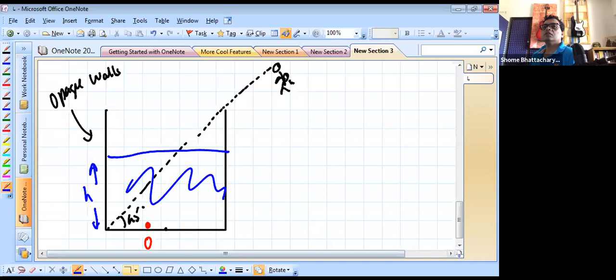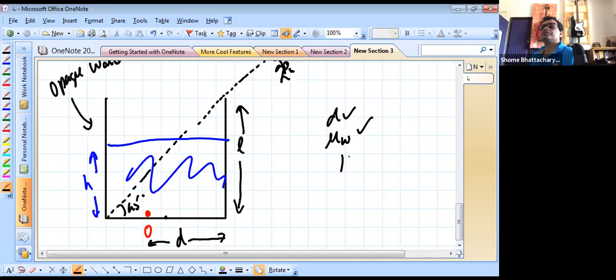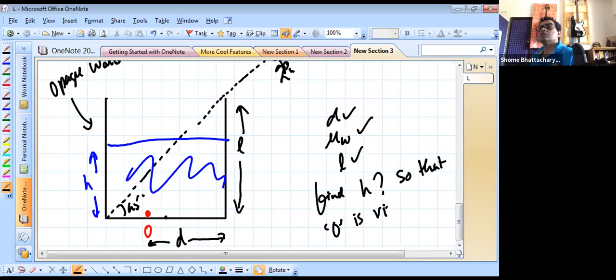Given that you know where the object is placed, this distance is d, measured from the center or whatever, so d is known. The refractive index of water is known, and obviously the side length of the tank is known. This is also L because this is a 45-degree angle. So L is known. So we have to find H so that the object O is visible. Okay, this is what we have to do.